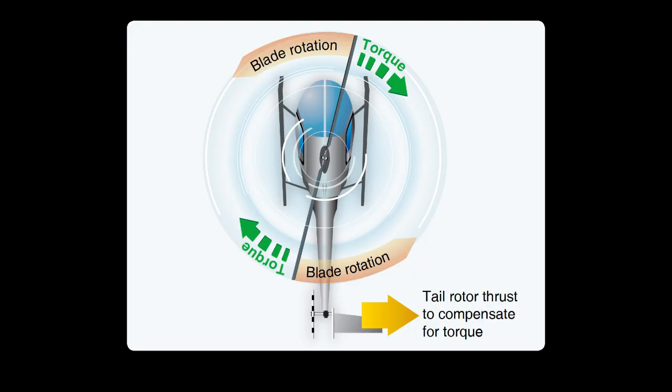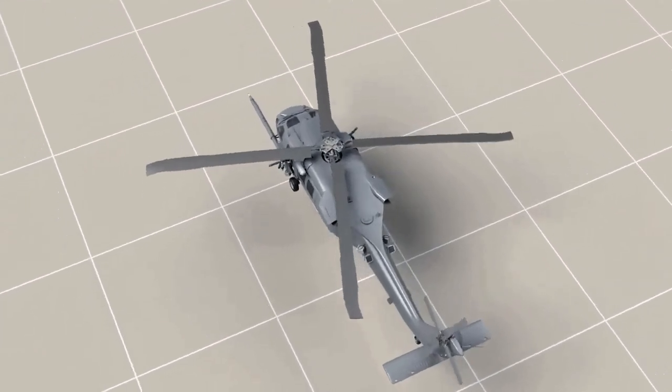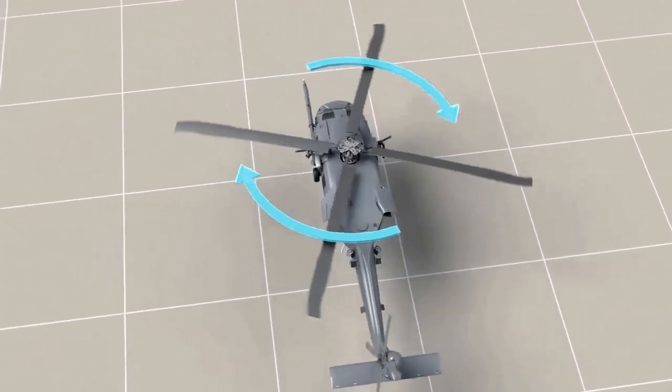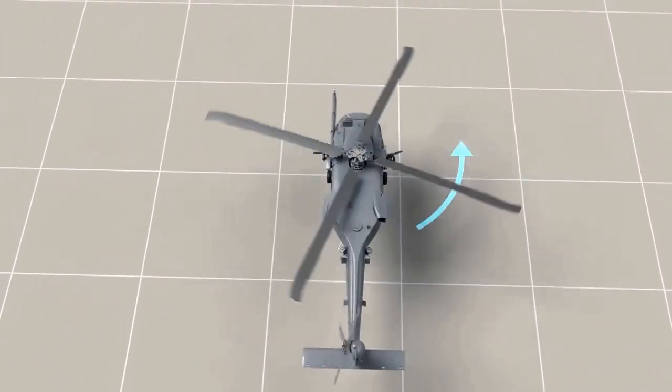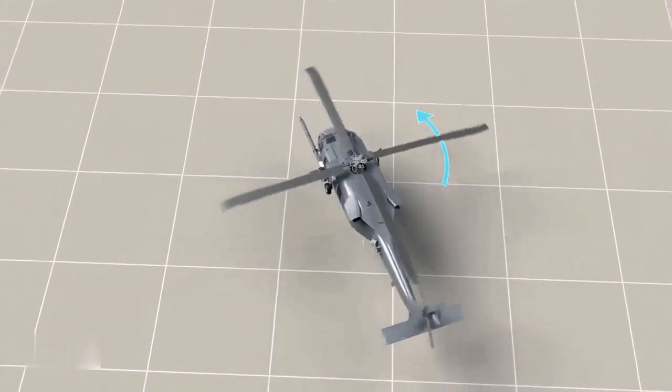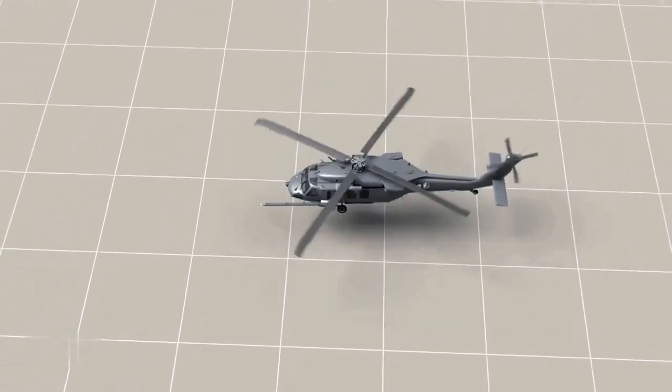Anti-torque systems. Any time a force is applied to make an object rotate, there will be equal force acting in the opposite direction. If the helicopter's main rotor system rotates clockwise when viewed from the top, the helicopter will try to rotate counterclockwise.